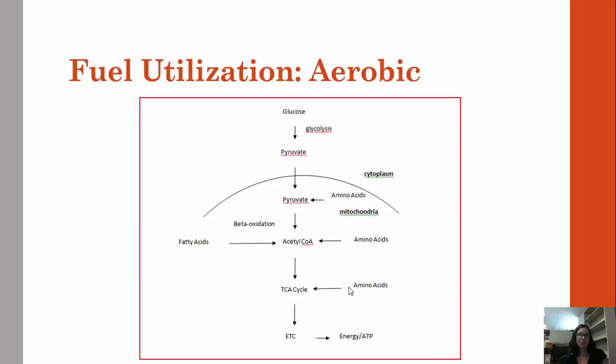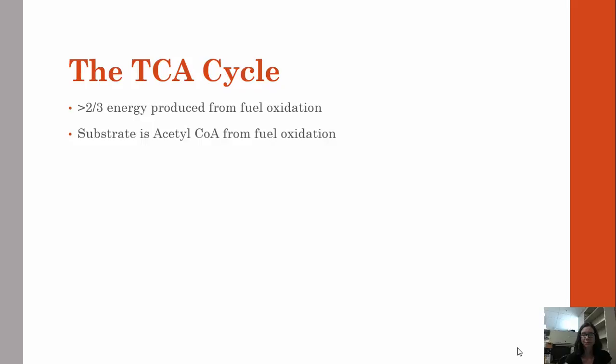So here's a pretty rudimentary diagram. Here we have glucose, which again is converted to acetyl-CoA, and we can see that both fatty acids and amino acids can also be converted to acetyl-CoA. So this is our common substrate. Then it goes into the TCA cycle and the electron transport chain, and this is how our body produces ATP that we need for energy. The TCA cycle produces over 2/3 of the energy from fuel oxidation. And again, acetyl-CoA is our common substrate that we need for this process.